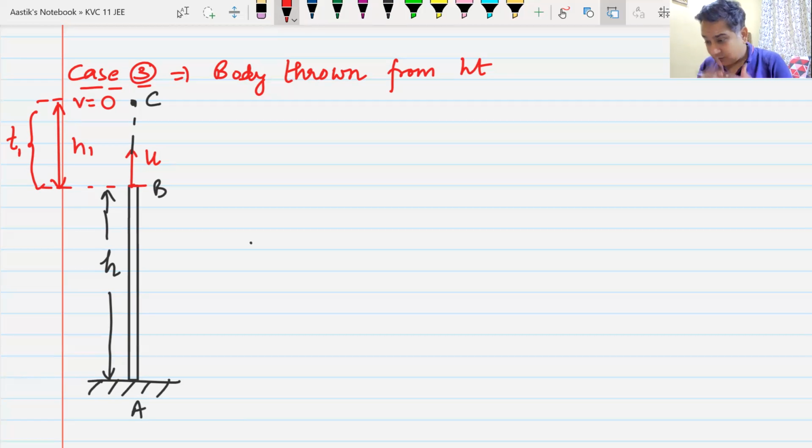Now, if this question is asked, it will first go up, then it will come down and it will reach ground with the velocity v. Do we understand this? This is the velocity with which it will reach ground. Now, they may ask you 2 or 3 questions. What is the height h1? The height it reaches. Can you tell me what is the height h1?